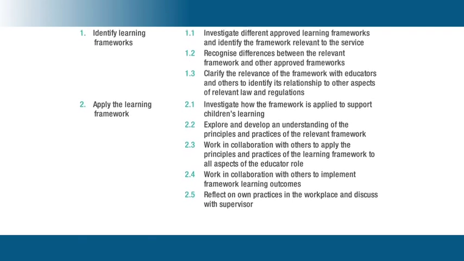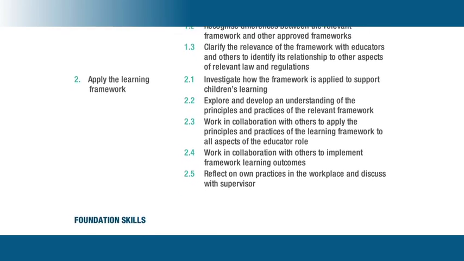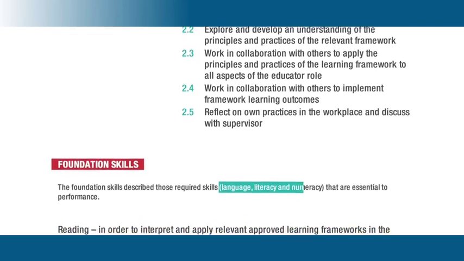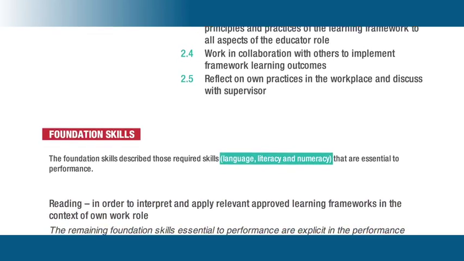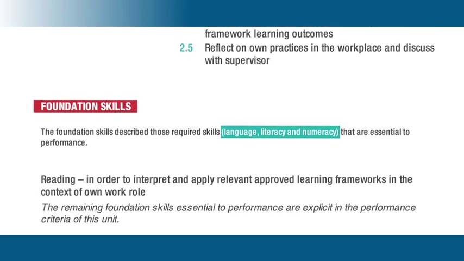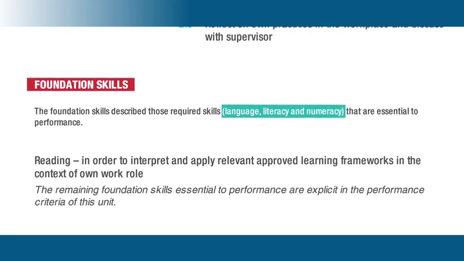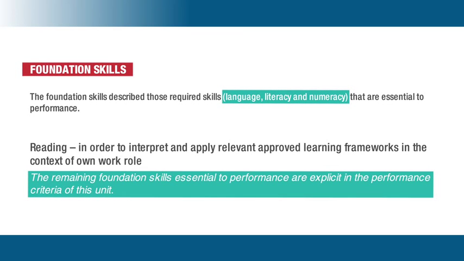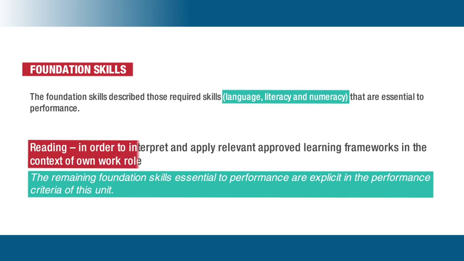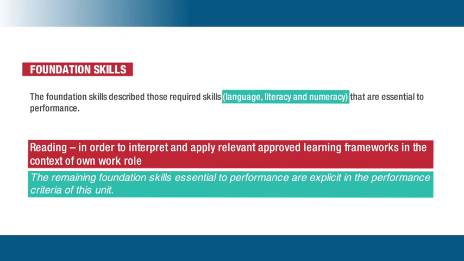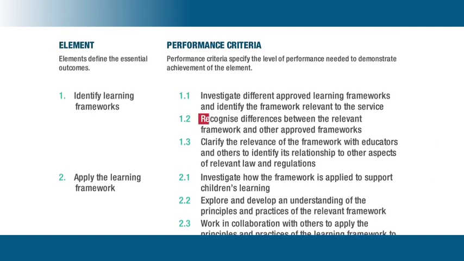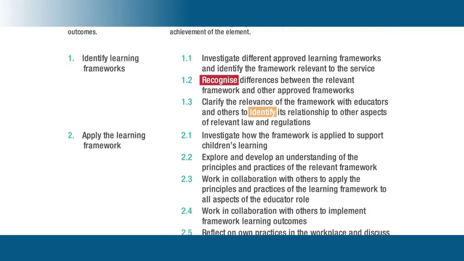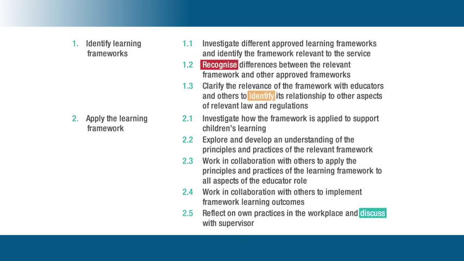After the elements and performance criteria, you will start to see some new parts of the unit. The foundation skills describe language, literacy, numeracy, and employment skills that are essential to performance. Sometimes this is specific about one or more skills, but most units have made any foundation skills explicit in the performance criteria. Here is an example of where the foundation skills have been listed. Here is an example of where they are already in the performance criteria. There is another video you can look at specifically about foundation skills that gives more information.